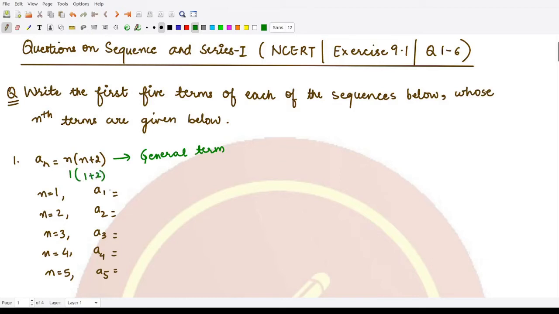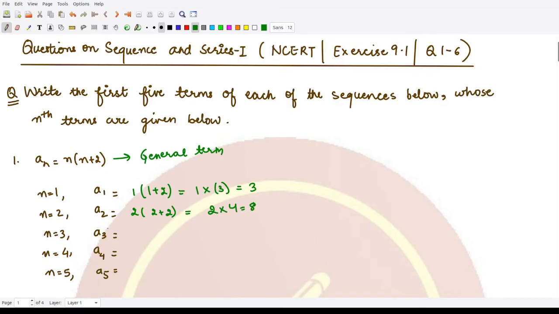So using BODMAS, we will solve this. So we would have 1 multiplied by 1 plus 2. So the answer would be 1 multiplied by 1 plus 2, which is how much? 3. So 3 into 1 is 3. The next term is when we substitute n is equal to 2, we have 2 into 2 plus 2, right? In place of n here, we are substituting the value 2. So the answer is 2 into 4, which is 8, right?